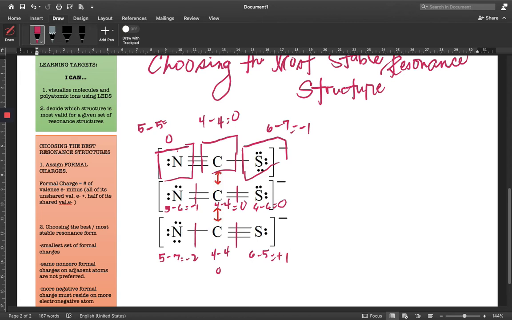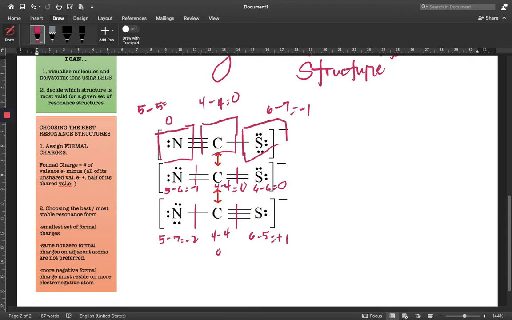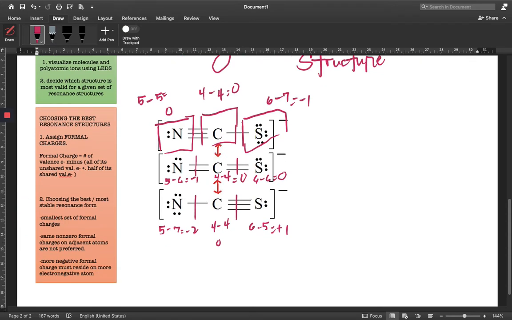Now that you have the formal charges for each atom in the resonance structures, it is time to choose the best resonance structure. There is a set of guidelines in choosing. Number one, the smallest set of formal charges must be present. Okay, so the smallest set. Therefore, combinations like 0, 0 or something negative or 0, 0 plus 1 are most preferred. So you have to look at the one with the smallest values of formal charges.